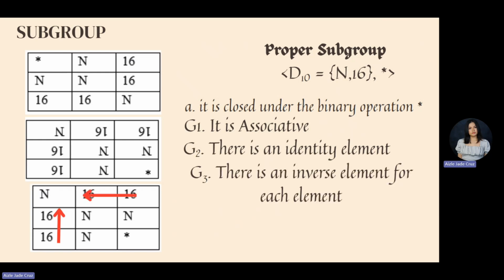G sub 3, there's an inverse element for each element which is n inverse is equal to n. 16 inverse is equal to 16. Therefore, the G sub 10 consisting of the elements n and 16 under the binary operation star is a subgroup because it satisfies all the conditions by being a group.